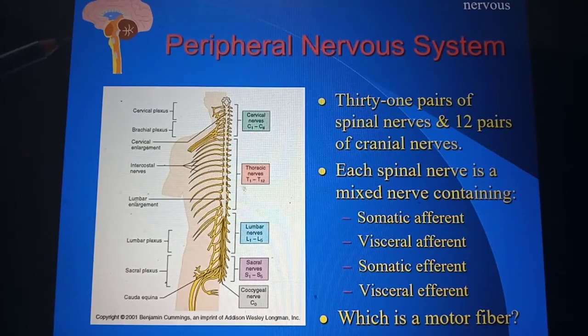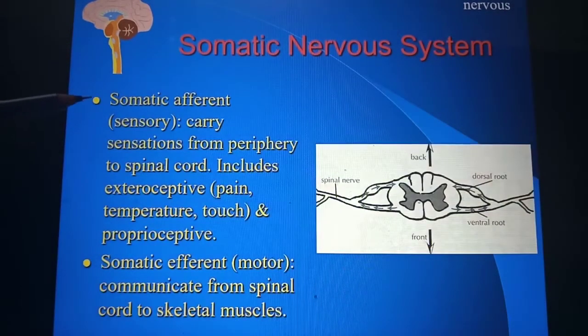So here we see the peripheral nervous system, which I have already explained. There are 31 pairs of spinal nerves and 12 pairs of cranial nerves. What is the somatic nervous system? The somatic nervous system is nothing but sensation carried from the periphery to the spinal cord.